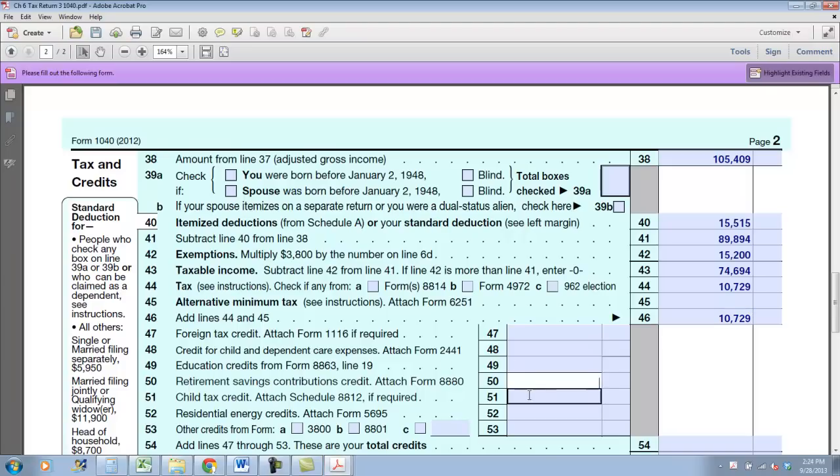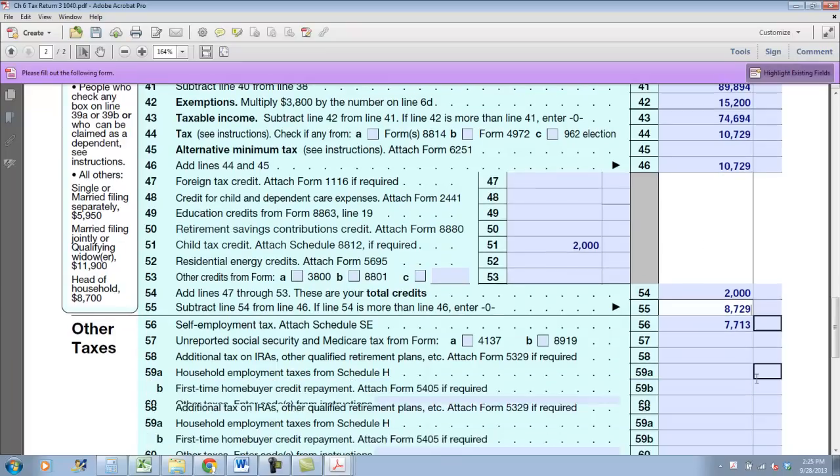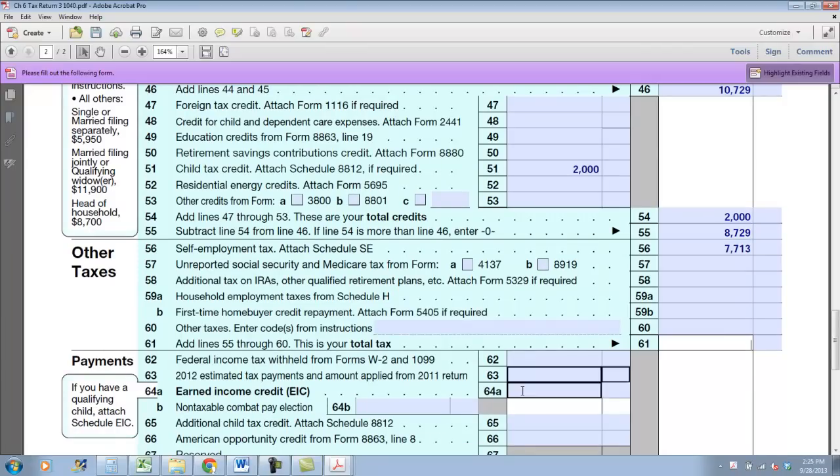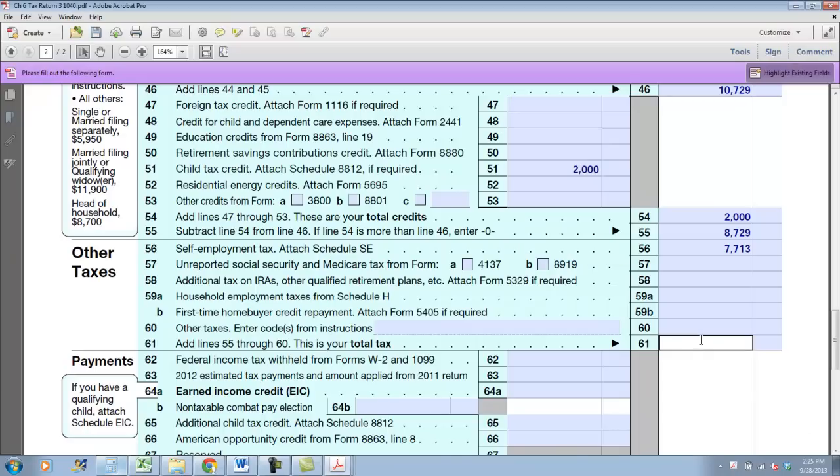They are going to get a child tax credit, $1,000 per child. I know we haven't covered this yet, but they do qualify. So, line 54 will be $2,000, and line 55 will be $8,729. So, if we add that up, we have 8,729 plus 7,713, $16,442 is their tax.